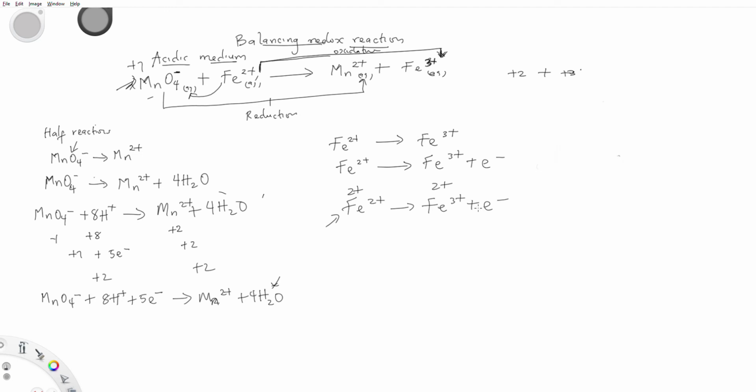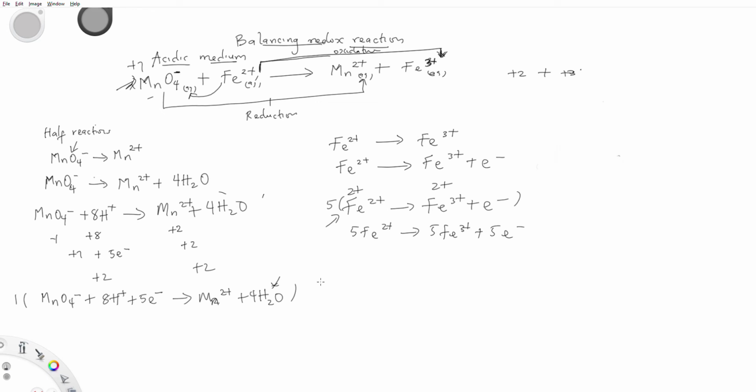So in order to balance it, just multiply each half with the coefficient of their electron. So here is 5, so I need to put 5 here to multiply everything here, and here is just 1. 1 multiplies everything. So here at the end of the day it becomes 5Fe2 plus gives 5Fe3 plus plus 5e minus, and if 1 multiplies here it remains the same.